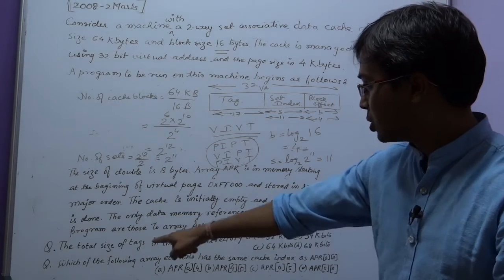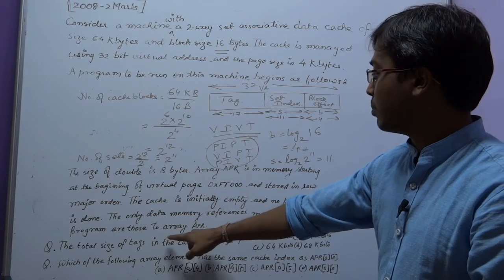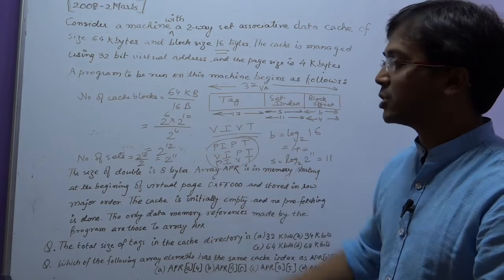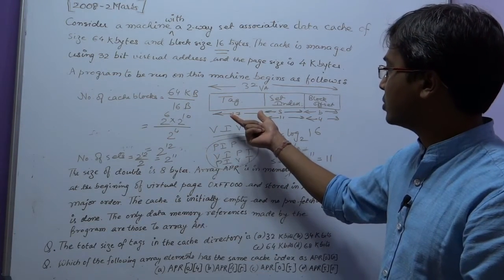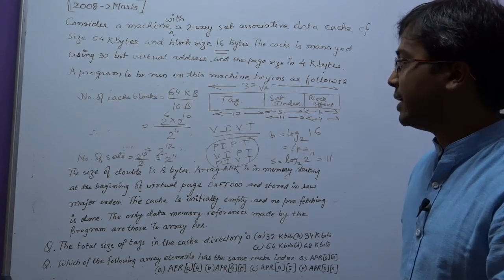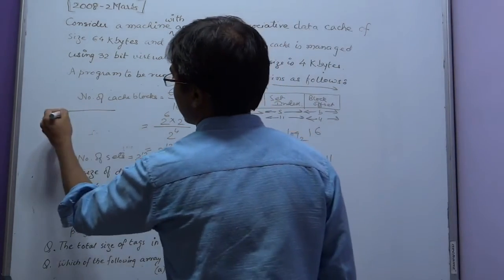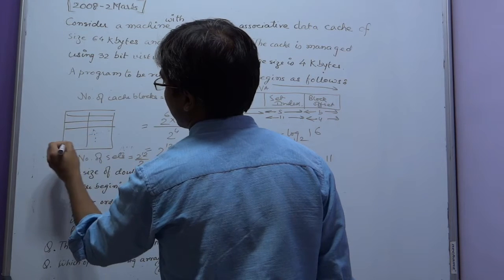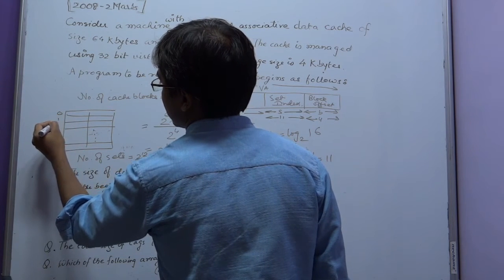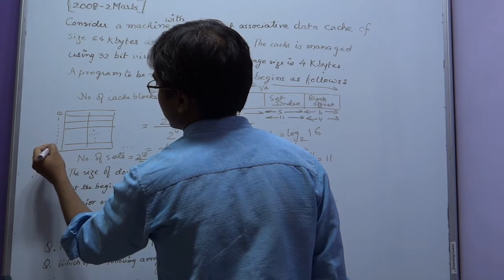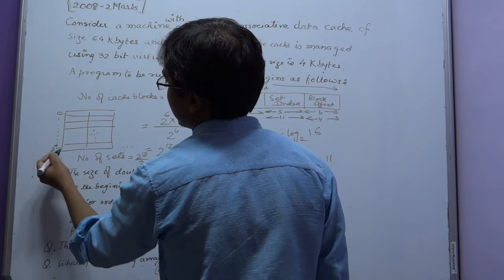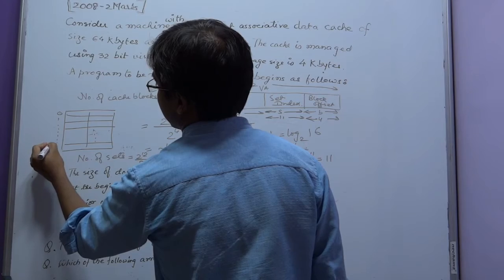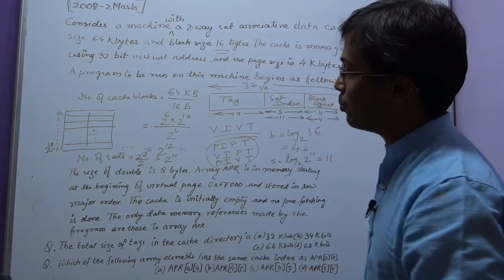And to find out total size of tags, we need to multiply the size of the tag field with number of cache blocks, because each of the cache blocks would contain a 17 bits wide tag in the cache. So the cache would look like this. We have different blocks. How many blocks? 0, 1 up to 2 to the power 12. So if you are starting from 0, the last block's index would be 2 to the power 12 minus 1, right? Let me write it a little bigger so that it would be visible for you.